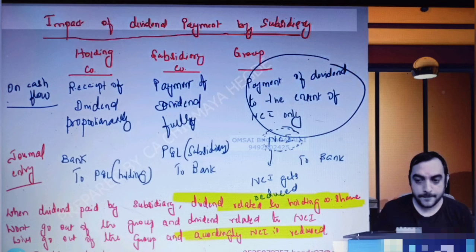And dividend related to NCI will go out of the group, will be paid out, and accordingly NCI is reduced. See, NCI are like shareholders' funds. When you pay dividend, shareholders' funds will come down, so NCI comes down. But the other amount is not coming down, because it's not going out of the group, it is still in the other equity.